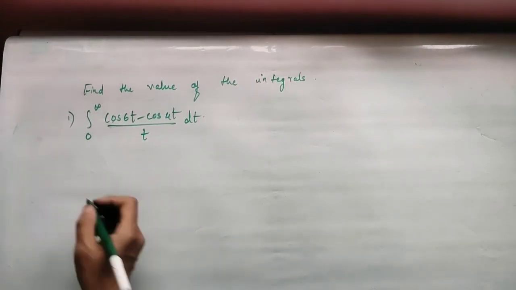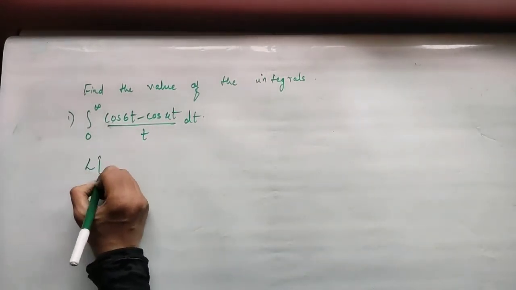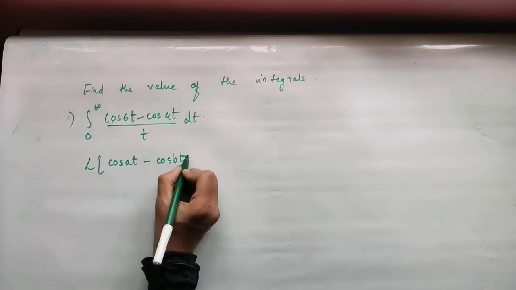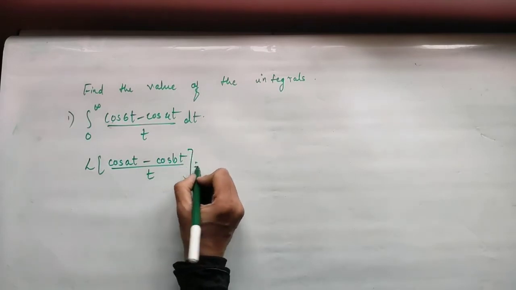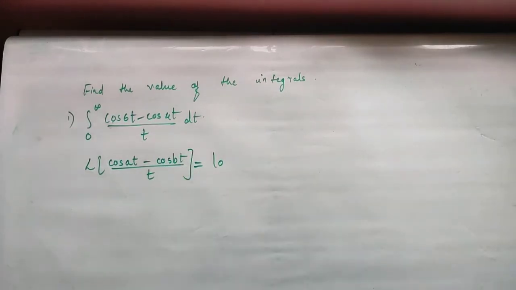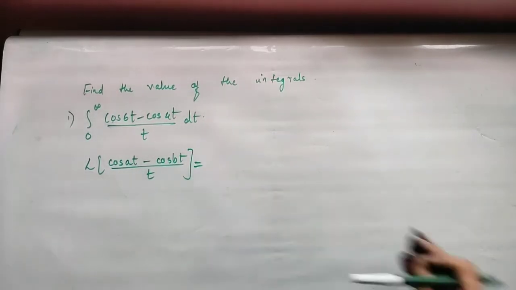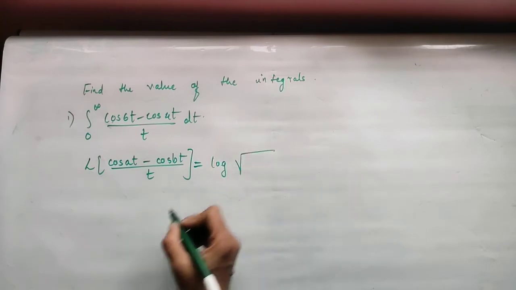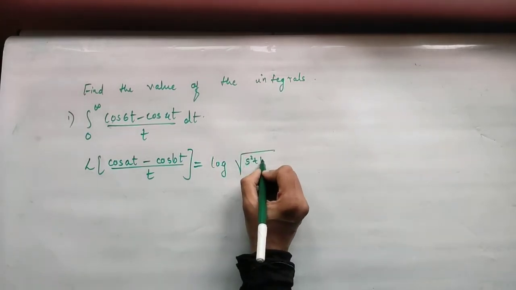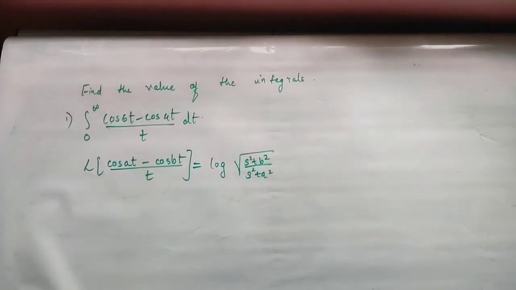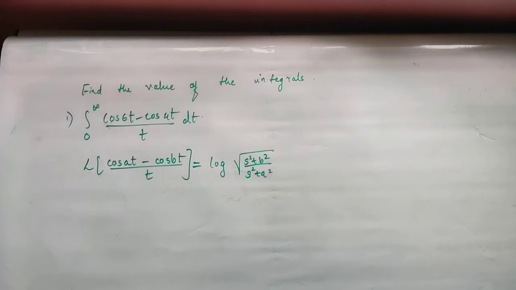Now, if you compare it with the given problem, in previous sessions I have solved one problem, if you remember, the Laplace transform of (cos at minus cos bt) divided by t. You had solved it as log of root of (s square plus b square) divided by (s square plus a square), if I am not wrong.